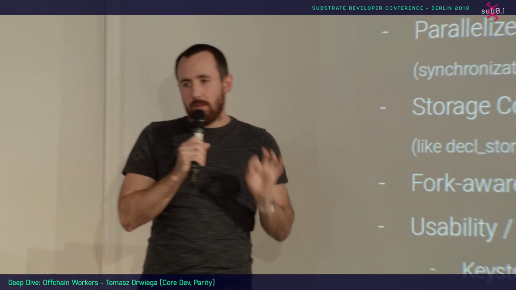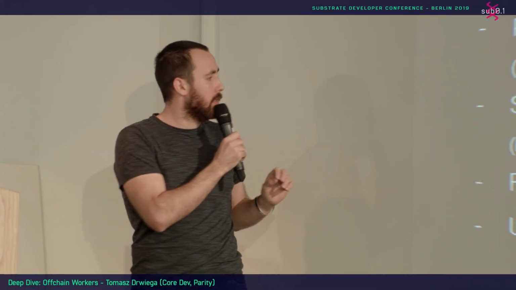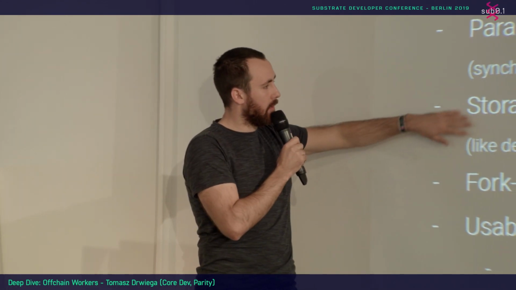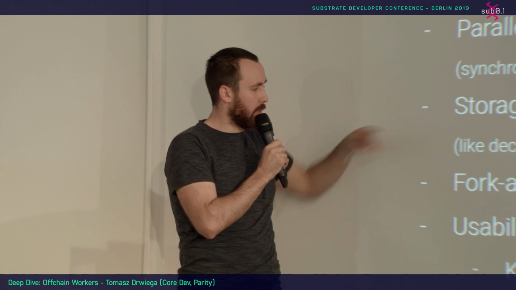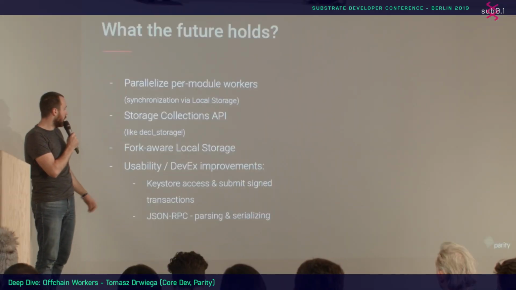Doing local database operations in off-chain workers is a little bit cumbersome currently. There is just a low-level key-value DB API, and it would be cool to have this collections API that we have for the regular runtime, like declare storage stuff.